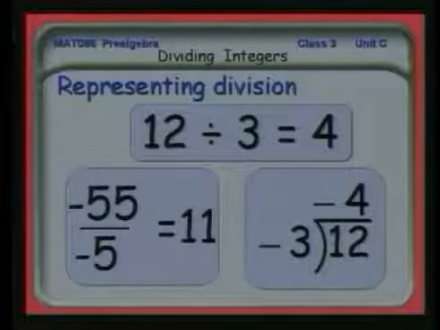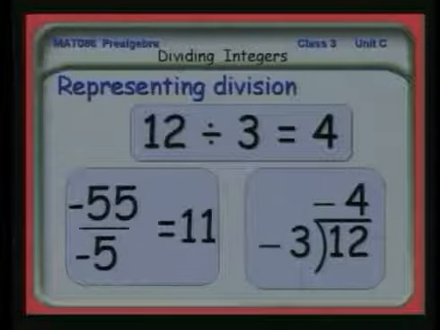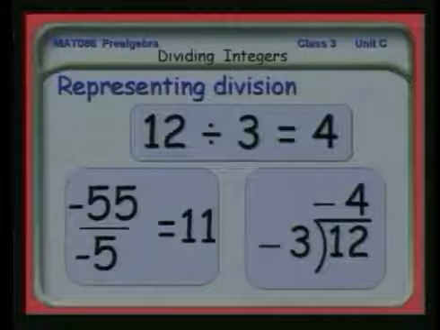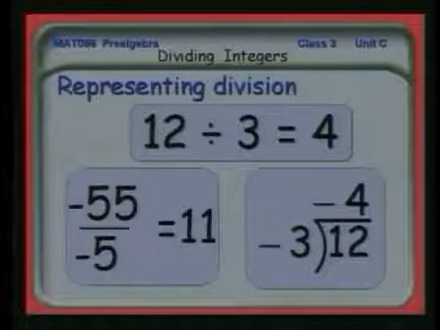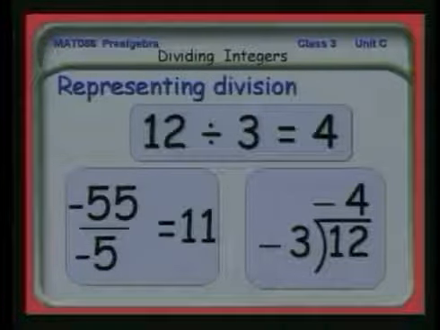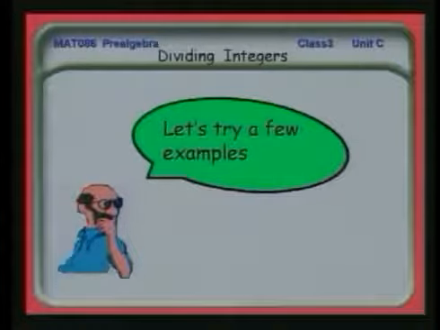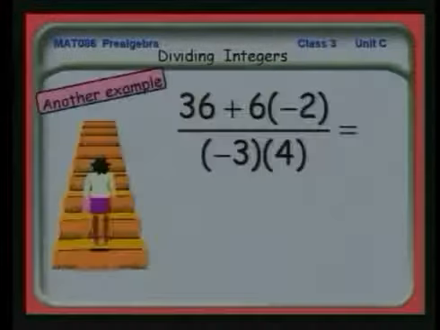12 divided by minus 3 is minus 4. So there are all of the rules represented as we show 3 different ways to represent division. Well, now I say, let's try a few examples.